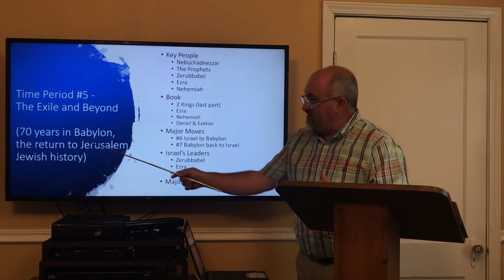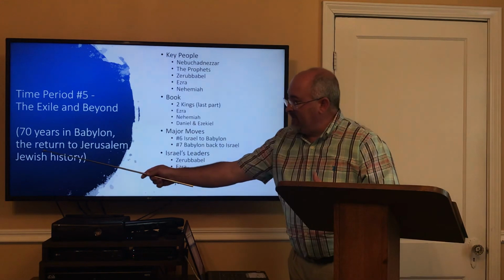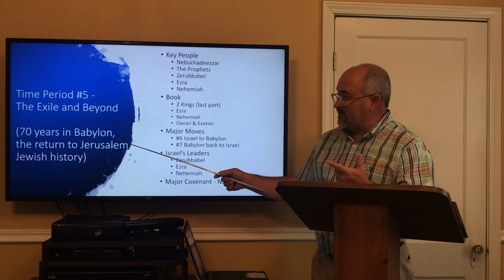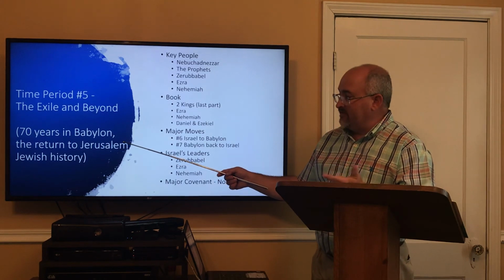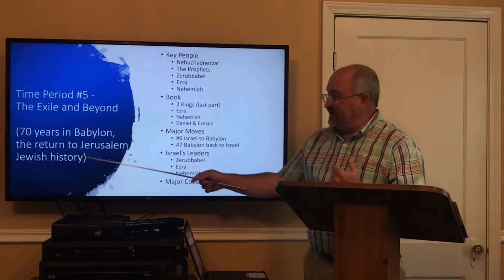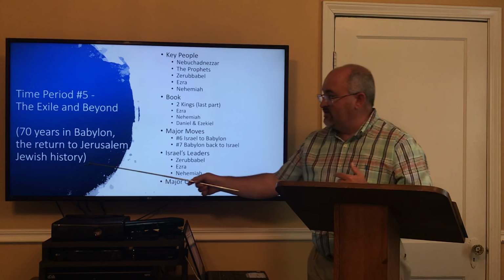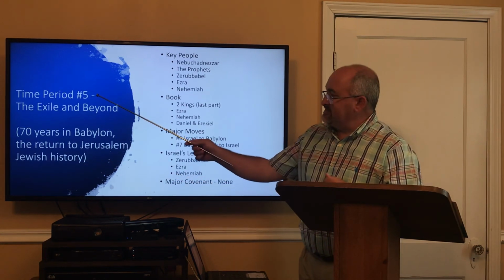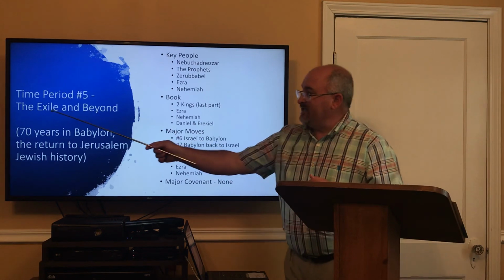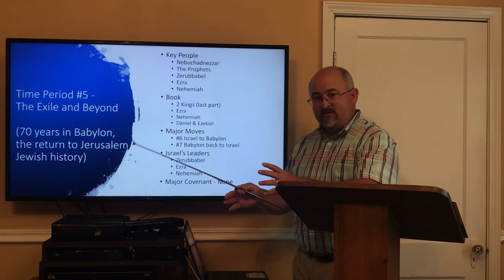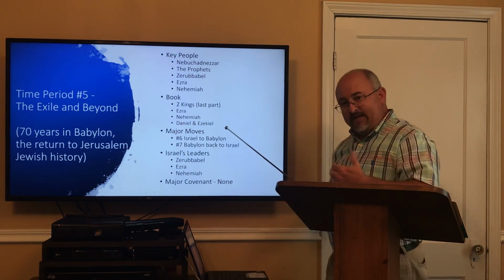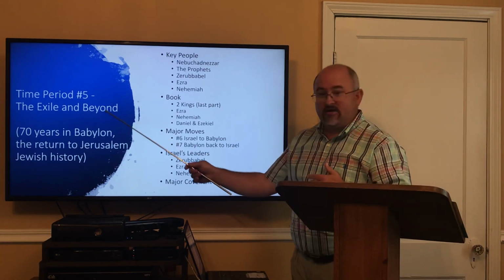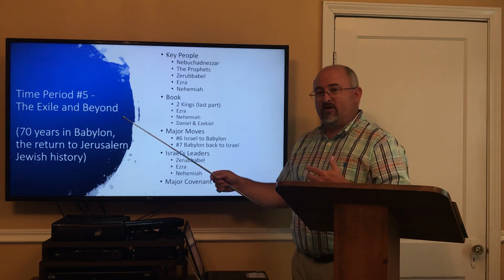All right, so 70 years in Babylon, and then they returned to Jerusalem. They rebuilt their houses. They rebuilt God's house. They rebuilt the city walls. And then Jewish history continued until the time of Jesus Christ. Okay? So that's time period number 5. From the exile, from the time they went into Babylon, until the time they come back, until the time of Jesus Christ, is time period number 5. The last time period in the Old Testament.